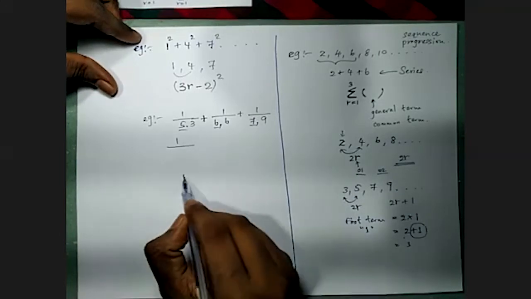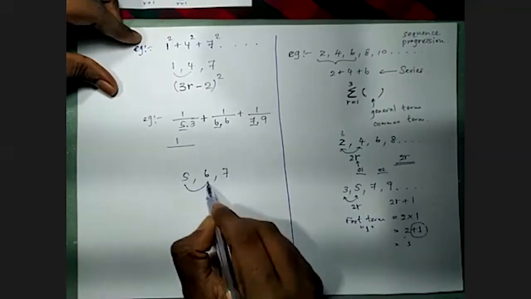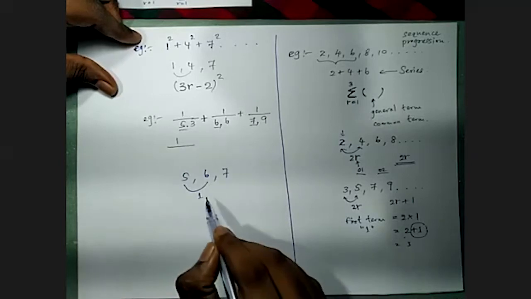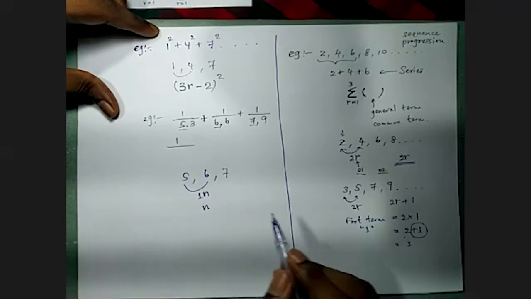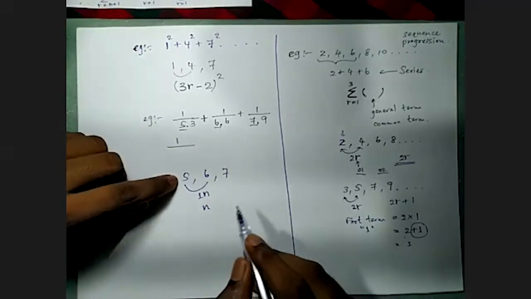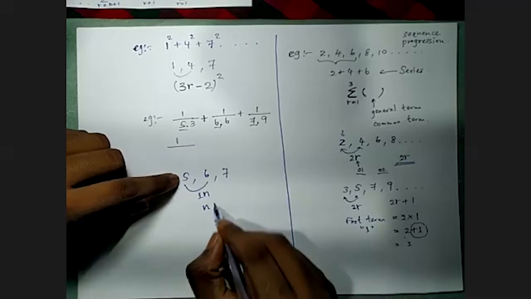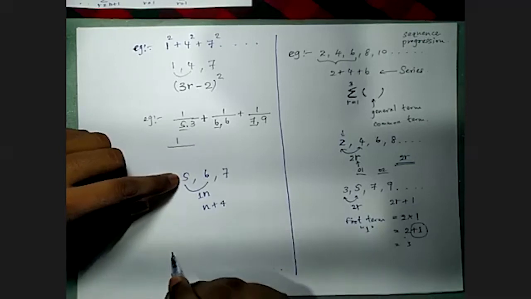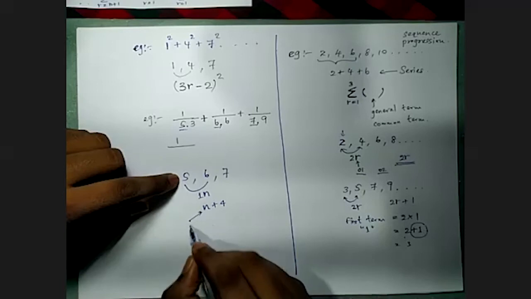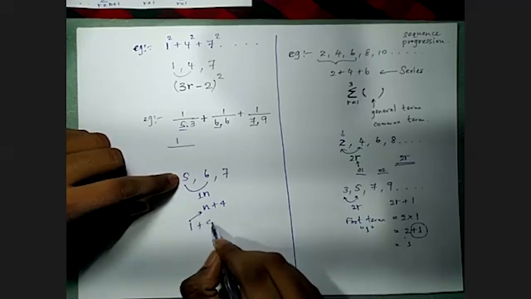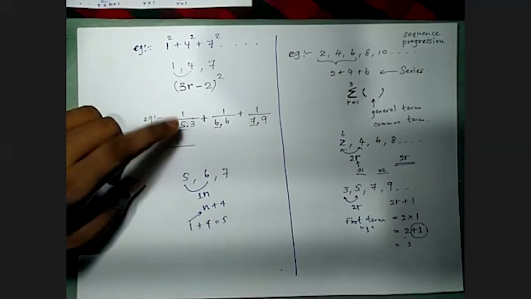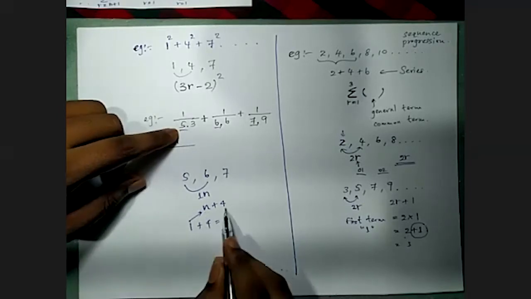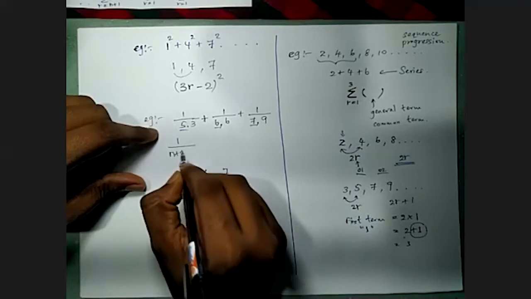Then when we consider 5, 6, 7, what is the difference? It is 1. You have to multiply that by n. Then you have 1n. Now that is n. To have 5 as our first step, I have to add 4, because when we substitute 1, we get 1. 1 plus 4 is 5. Then what is the general term for this digit? n plus 4. Yes.